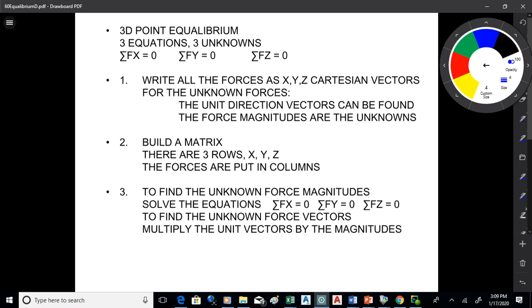The second step is to basically build a matrix. Put the forces in columns, the rows then become x, y, and z. And those are basically the x, y, and z equations you're going to use in the rows. Set them equal to 0, and then find the unknowns. That's the steps. Okay.